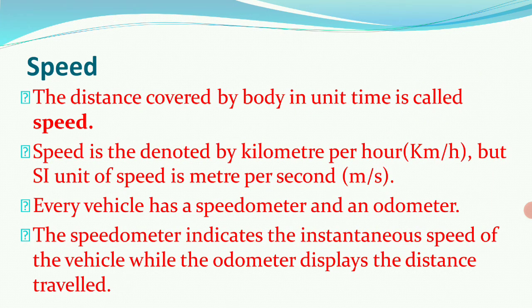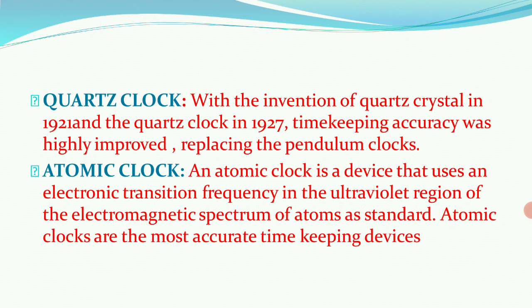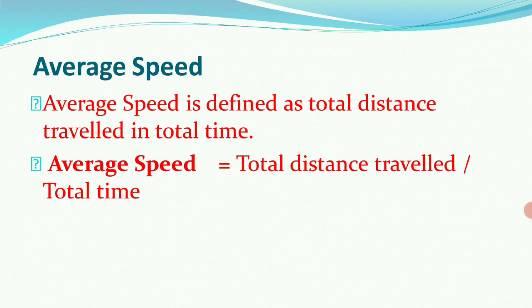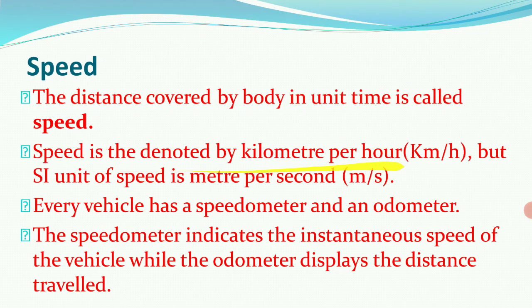Next, speed. What is speed? We can define speed as the distance covered by a body in unit time. Speed is denoted in kilometers per hour, but the SI unit of speed is meters per second.